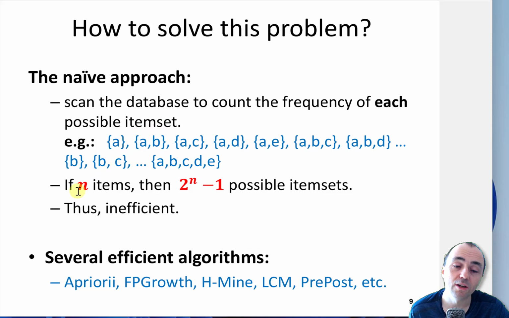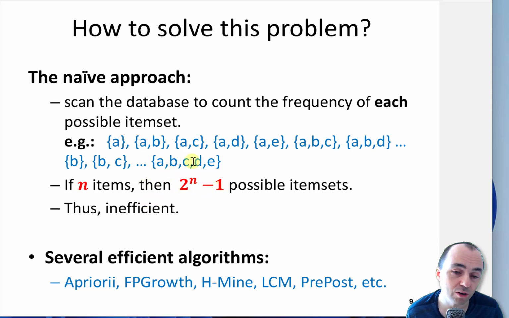In general, if there are n items, let's say here we have 5, A, B, C, D, E, there will be 2 to the power of n minus 1 possible combinations, okay? Minus 1 because we removed the empty set. So 2 to the power of 5 minus 1 tells us there are 31 possibilities, if we remove the empty set.